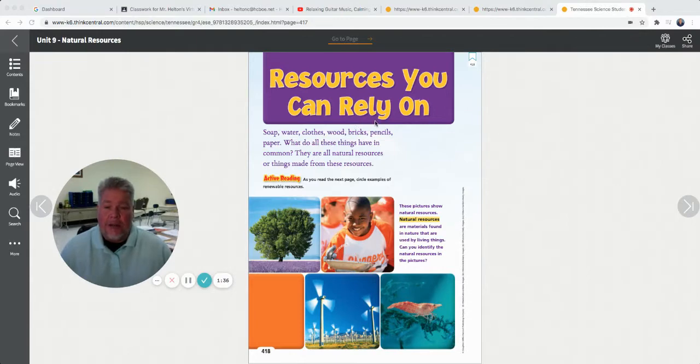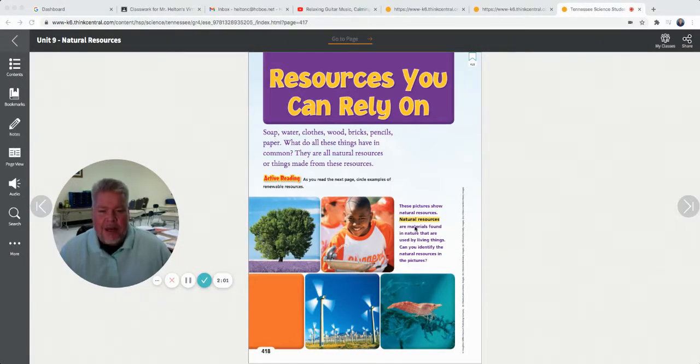Resources you can rely on. Soap. I used some of that this morning. I hope you did too. Water, clothes, wood, bricks, pencils, paper. What do all these things have in common? They're all natural resources or things made from these resources. Soap? You think soap's made from a natural resource? I guess we'll find out.